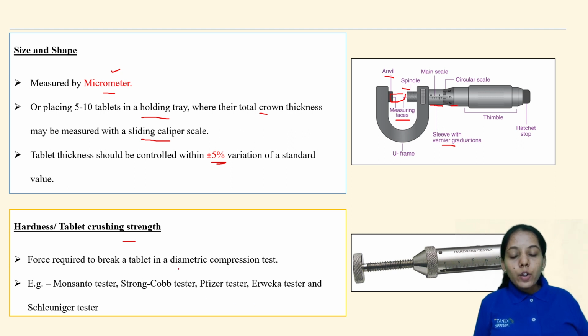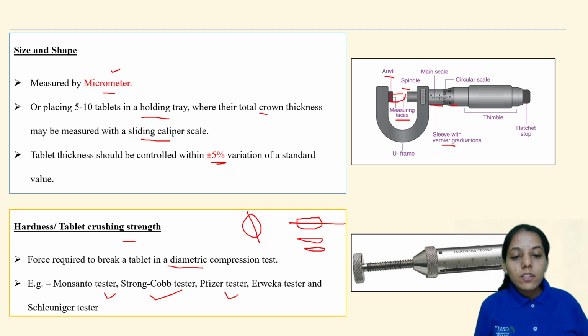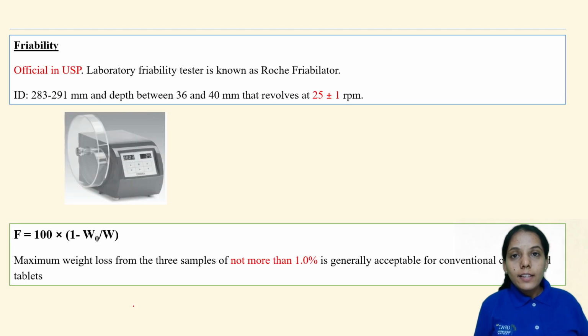So it is the force required to break a tablet in a diametric compression test. For example, if it is circular, then it has to be broken down from the center only. If it is like this, then it has to be broken down in the vertical direction, like these 2 pieces from here. So like this, there have to be certain parameters. So what are the different instruments? Monsanto tester, Strong Cobb tester, Pfizer tester, DGS tester, and Schleuniger tester. So these are the different instruments for hardness testing.